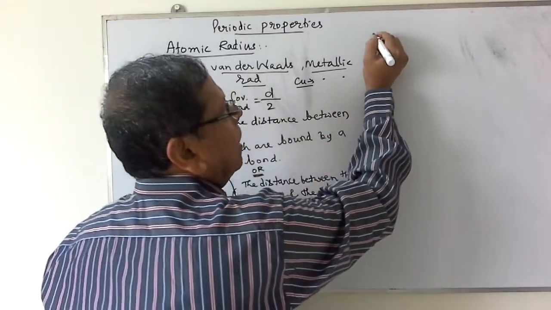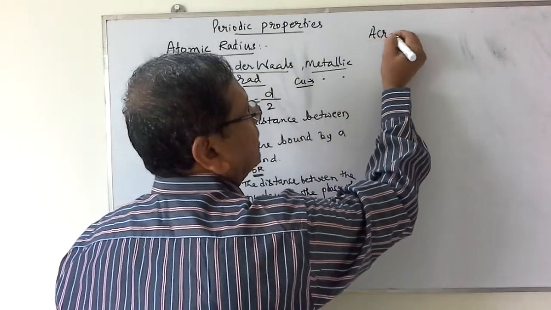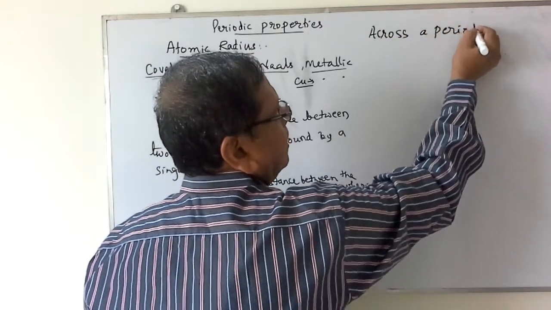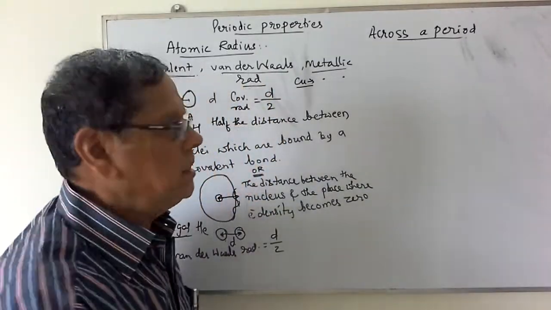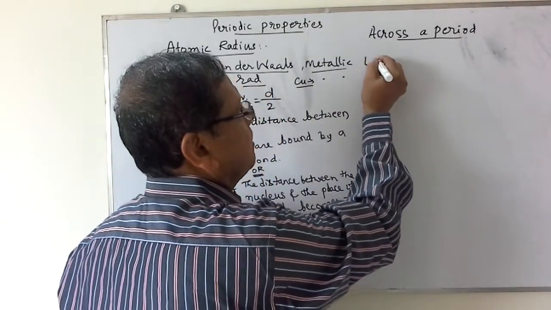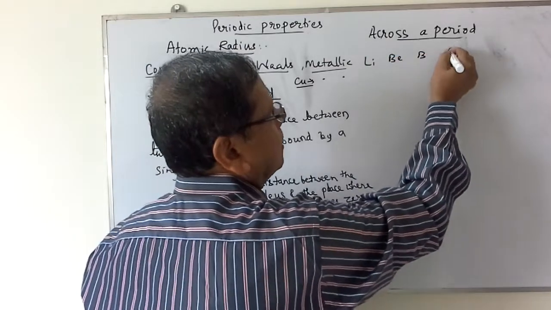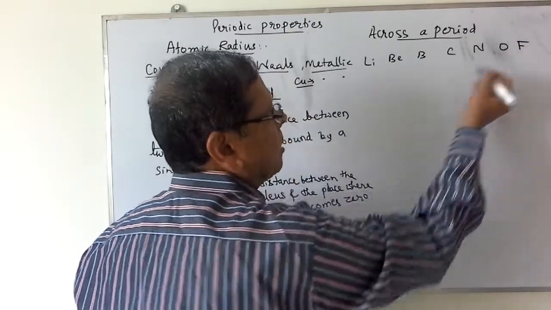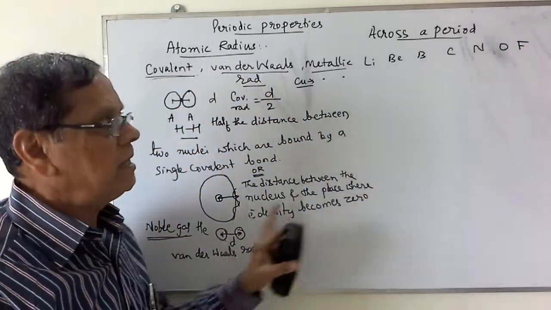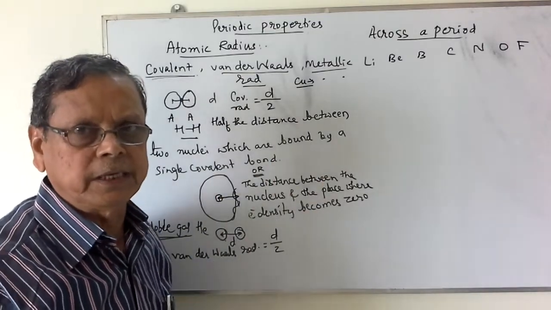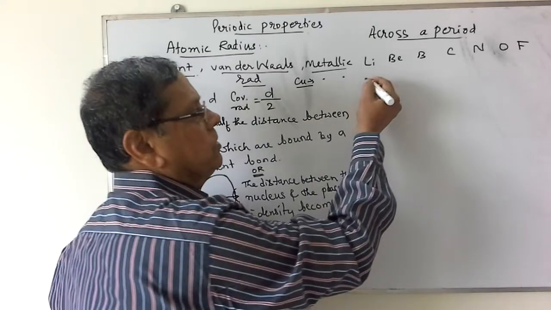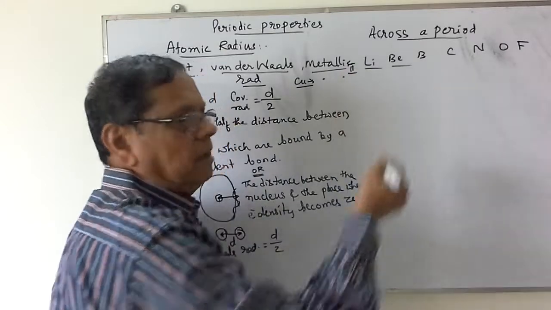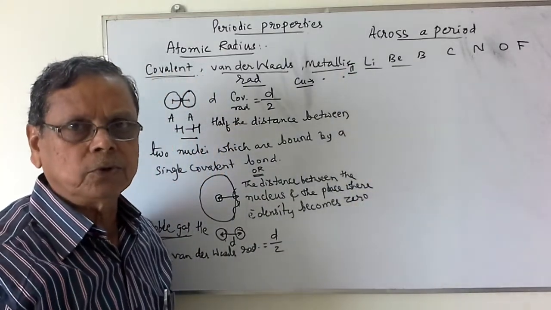So let us see how this metallic covalent radius varies across a period. When we consider the second period elements, especially lithium, beryllium, boron, carbon, nitrogen, oxygen and fluorine, we consider neon as a noble gas. That's why for the noble gas we should take van der Waals radius rather than atomic radius or covalent radius. So when we consider lithium, beryllium etc. in the second period, how this covalent radius varies, that we have to consider.